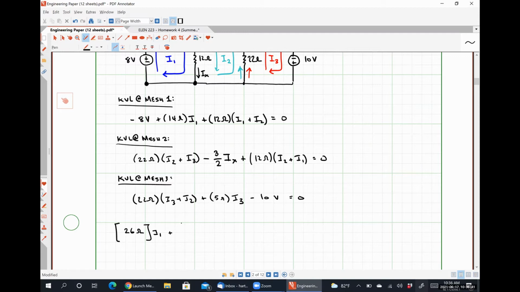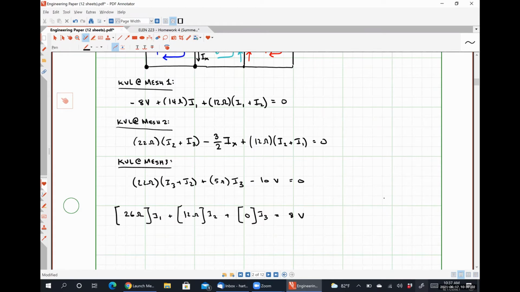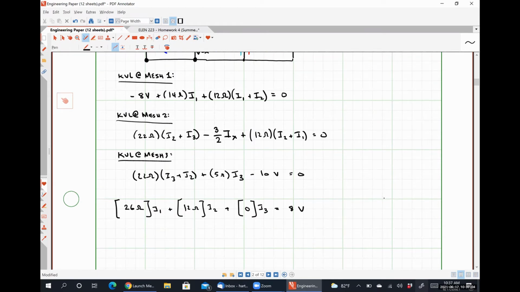Then I have positive 12 ohms times I2, and 0 times I3 is equal to positive 8. For my second mesh current, I have 12 ohms multiplied by I1, and then I have -3/2 Ix.